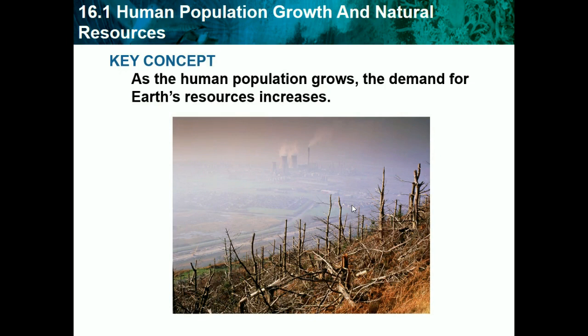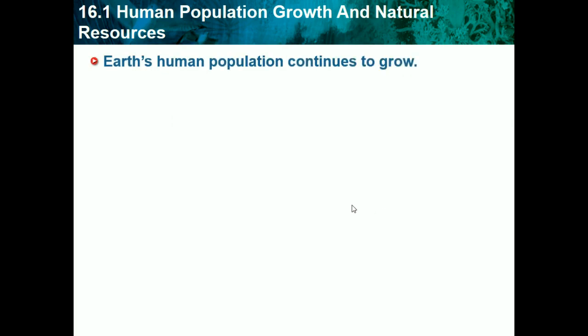So we have a couple different types of resources. We have renewable and non-renewable. Renewable resources is anything that can come back, that regrows, or that we can never run out of, like sunlight and wind. And then non-renewable is anything we can run out of, which would be like coal, oil, fossil fuels.